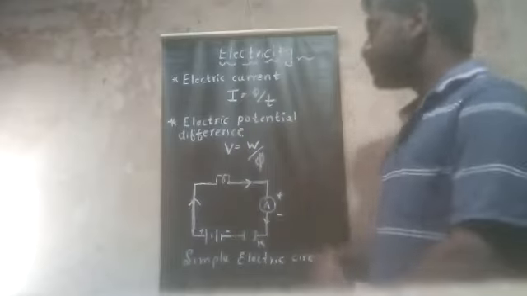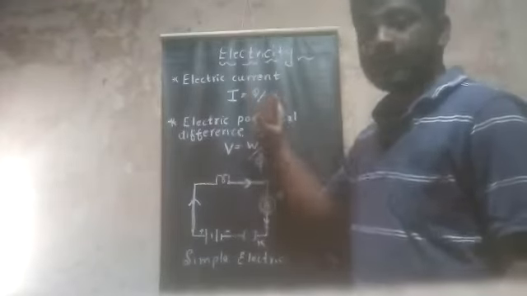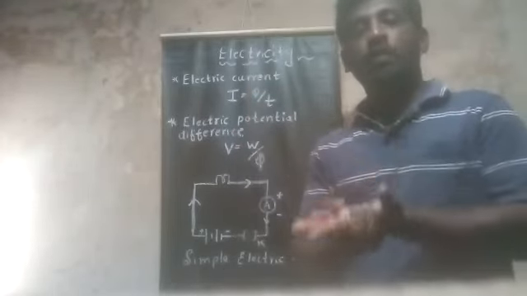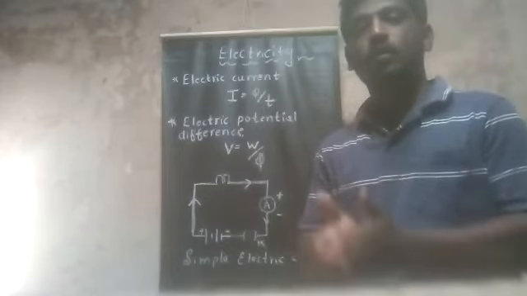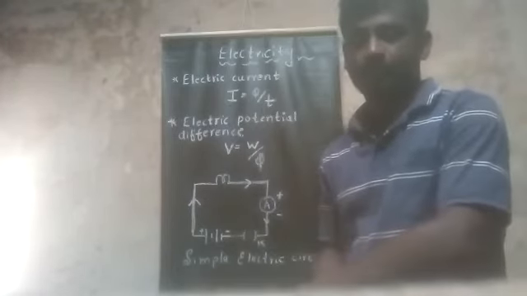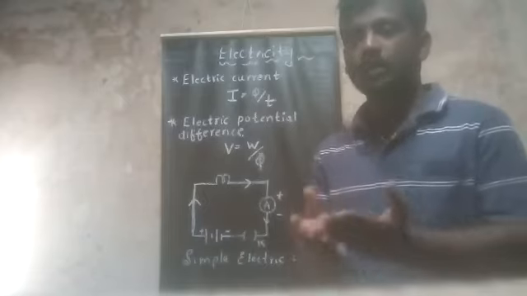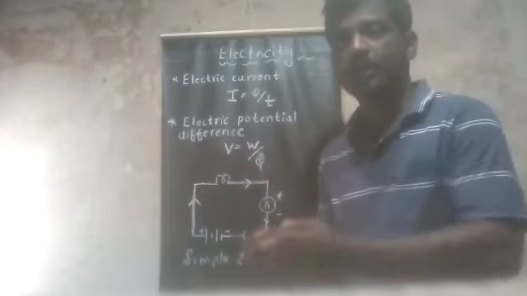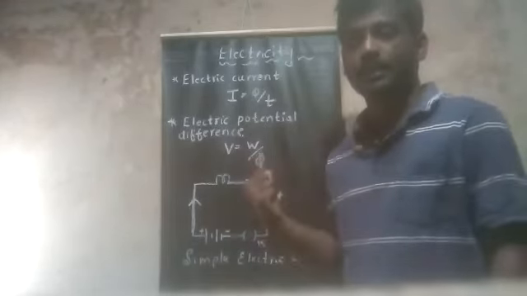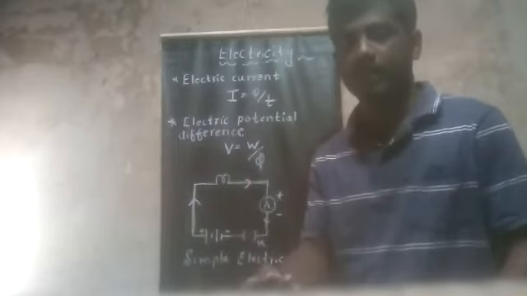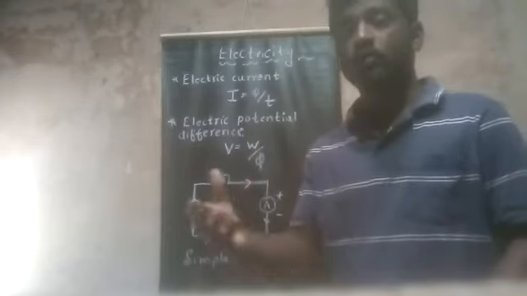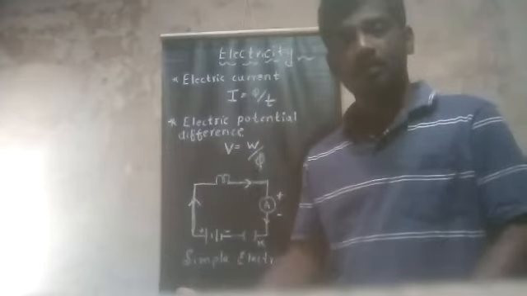Okay, so electric current is nothing but the amount of charges flowing through a particular area in unit time. The amount of charges flowing through a particular area in unit time is called electric current. Or one more definition we can say, that is the rate of flow of charges. That is a simple definition.